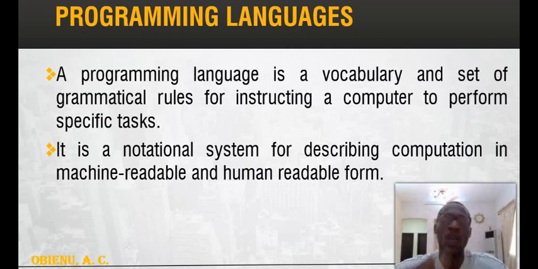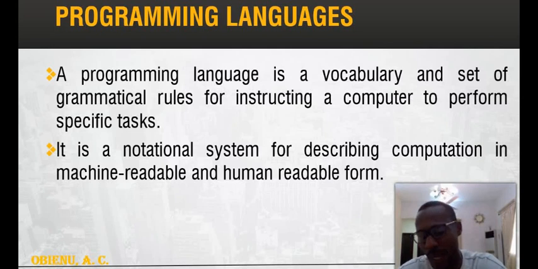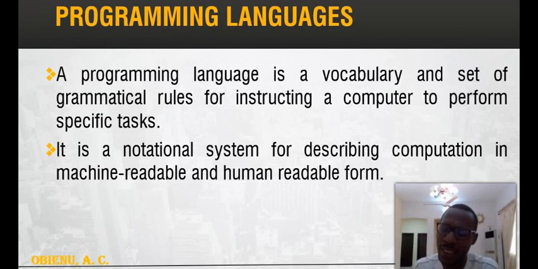If a person doesn't understand the Nembe language or doesn't understand the English language, for example, sometimes you need an interpreter or a translator that will help you communicate between the Nembe person and the English person. In other words, when we use a notational system for describing computation, we are making it in human readable form, but with the aid of a language translator, it can also be transcribed to machine readable form.